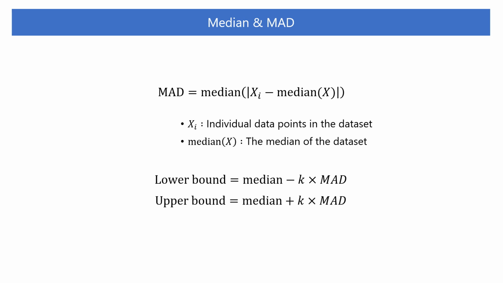The second method is to use the median and the median absolute deviation, MAD for short, instead of the standard deviation. MAD is the median of the absolute deviation of data points from the dataset's median and can be computed by this formula. Because the median is less susceptible to outliers, this method allows for robust outlier detection with less distortion from outliers. The lower and upper bounds as the criteria for outliers are computed as the median plus or minus k times MAD. Usually, the value of k is set to 3.